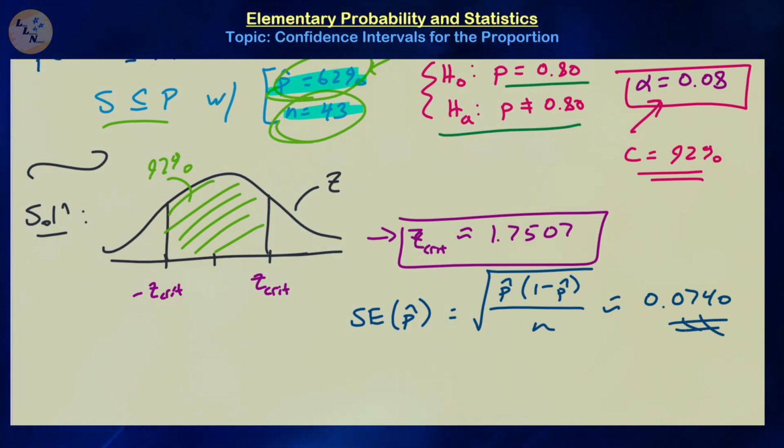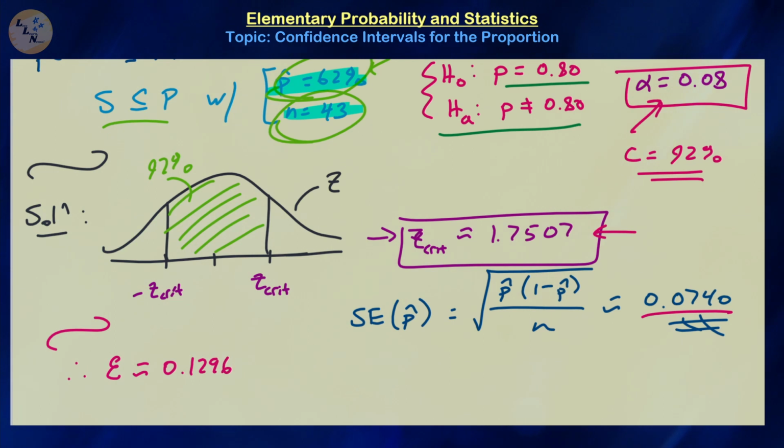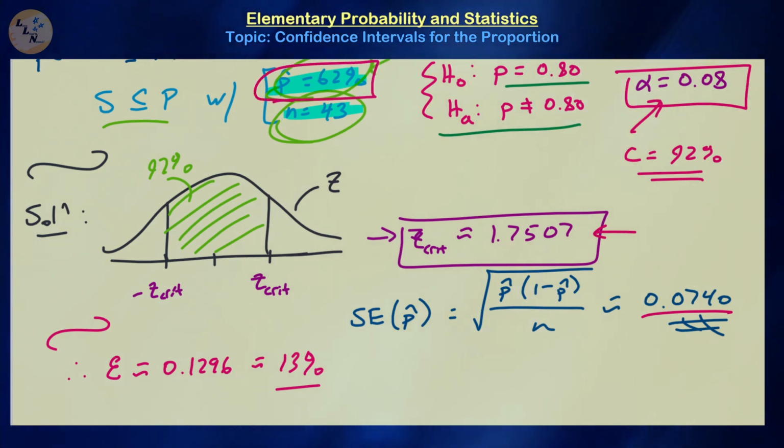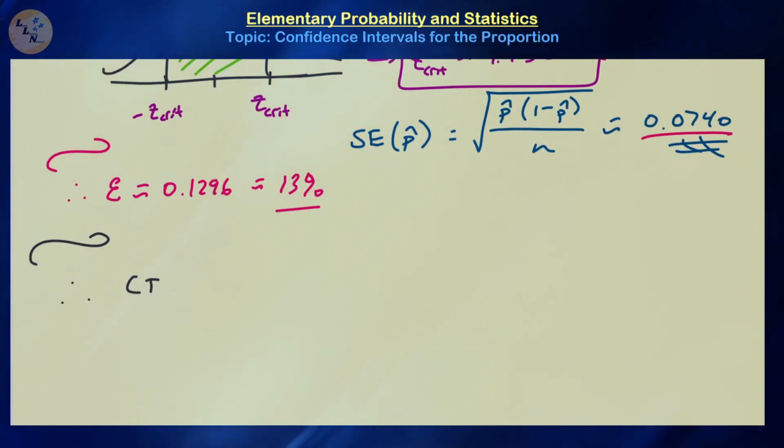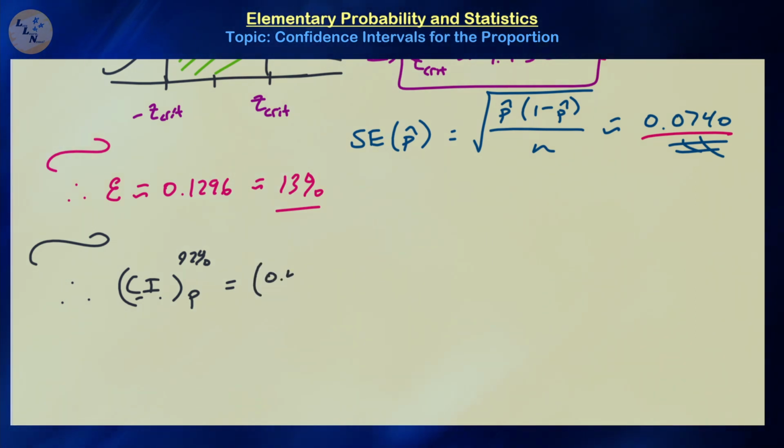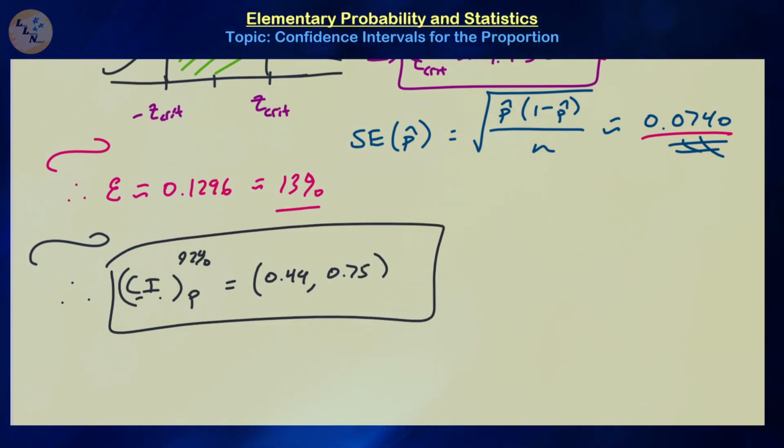Once you have your standard error of the estimate, now we can construct our margin of error for our confidence interval. So our margin of error is going to be the product of my critical value and my standard error of the estimate. So that's going to be approximately equal to 0.1296. So we have a margin of error of approximately 13%. So I have my point estimate of 62% and a margin of error of 13%. Therefore, I can construct my confidence interval. So my 92% confidence interval for the population proportion p is going to be p hat minus epsilon, so that's going to come out to approximately 49%, and an upper boundary of 75%. So that's my confidence interval to the nearest percent.